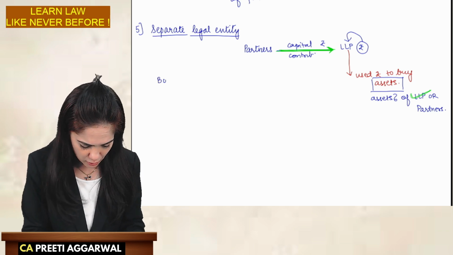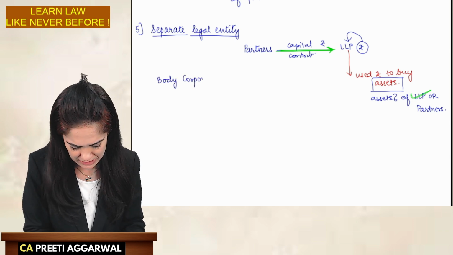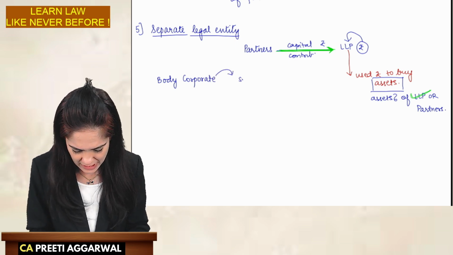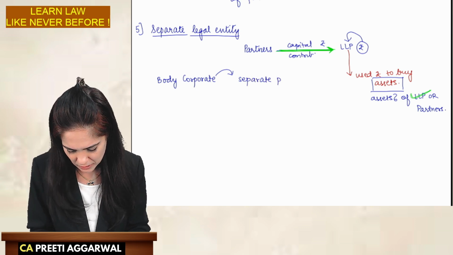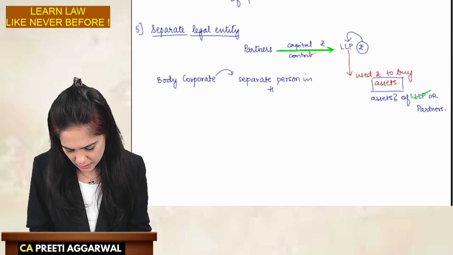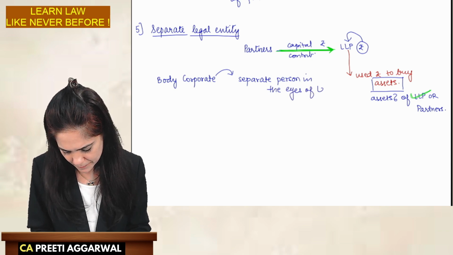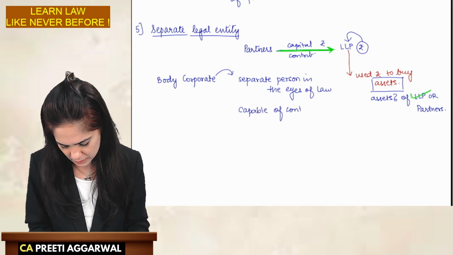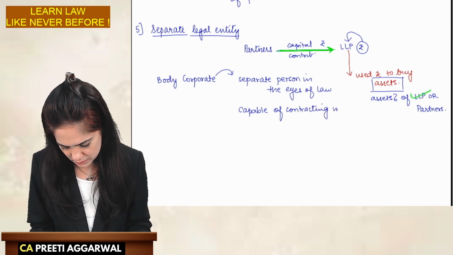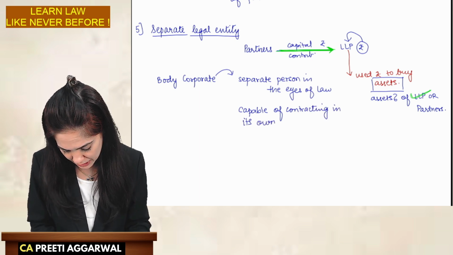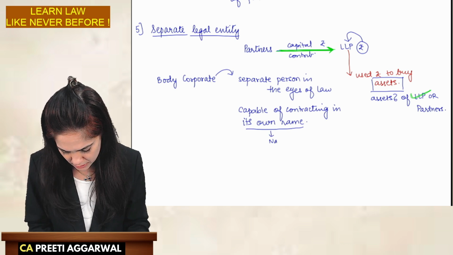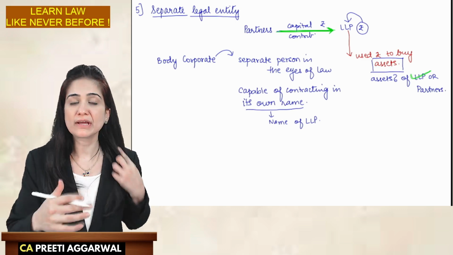LLP is a body corporate. We studied earlier that body corporate means it has its own separate legal status. It has perpetual succession. So, body corporate indicates that it is a separate person in the eyes of law, capable of contracting in its own name. Own name means name of LLP. So LLP is capable of contracting in its own name.